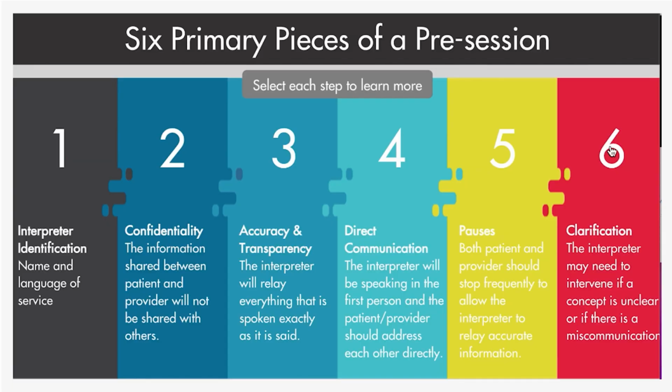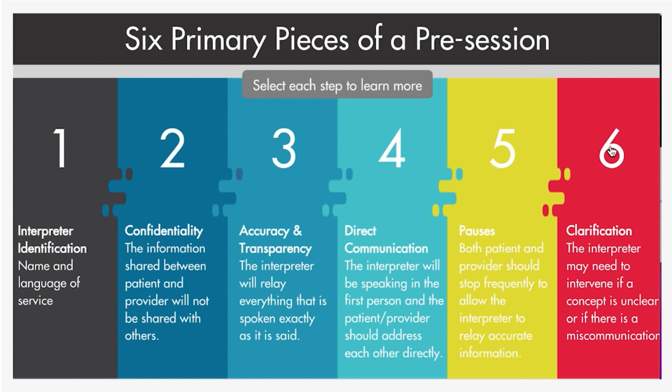So number 1 is the interpreter should identify themselves with their name and language of service. Number 2, confidentiality. The interpreter should state that anything being said will not be shared outside of the room. Number 3, accuracy and transparency. The interpreter should relay everything that is spoken exactly as it is said.